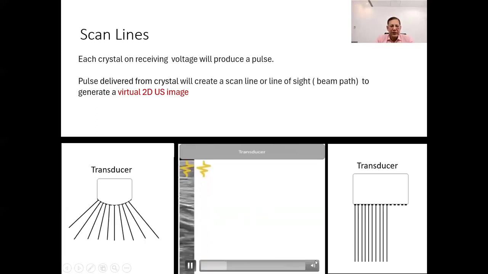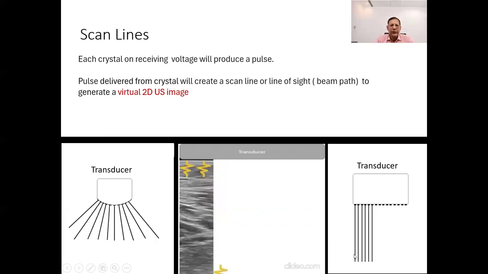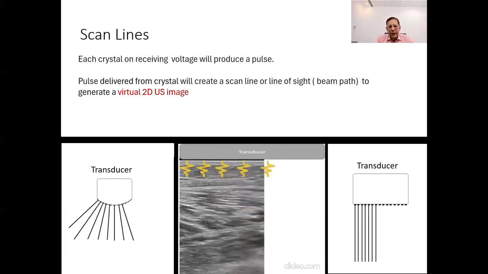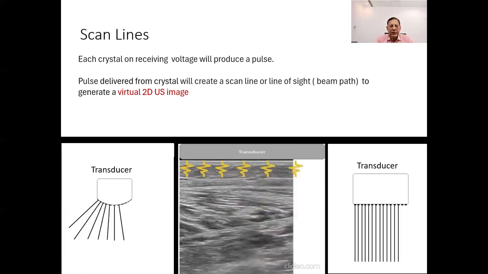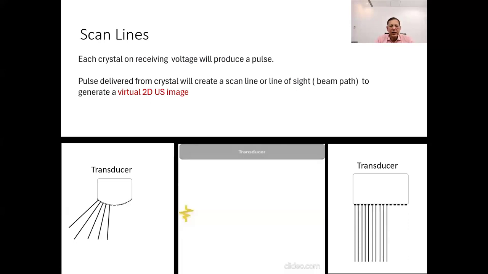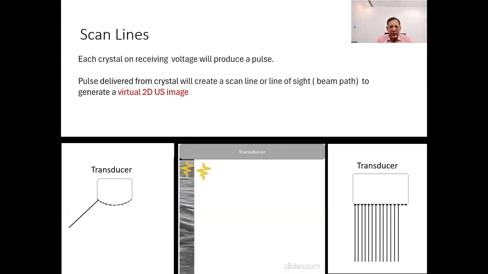A complete ultrasound image is composed of numerous individual scan lines, often arranged in a fan-like or sector-shaped pattern. Each scan line represents a path along which ultrasound waves were emitted and echoes were received. The density and orientation of the scan lines contribute to the overall resolution and quality of the ultrasound image.